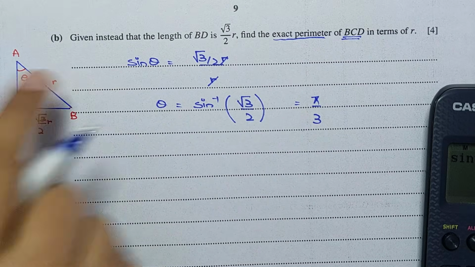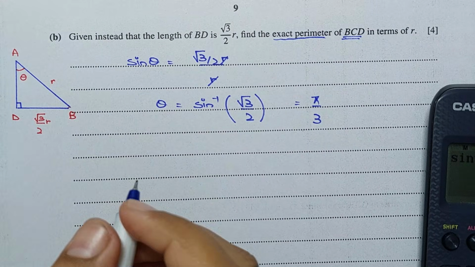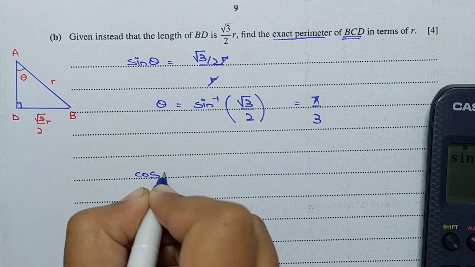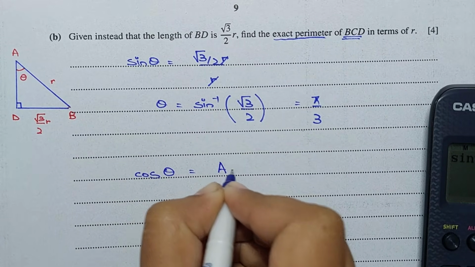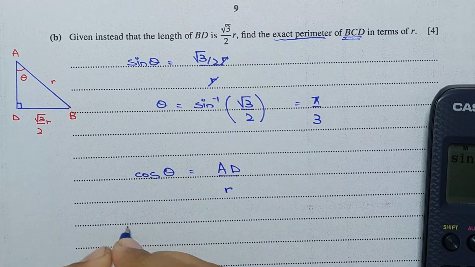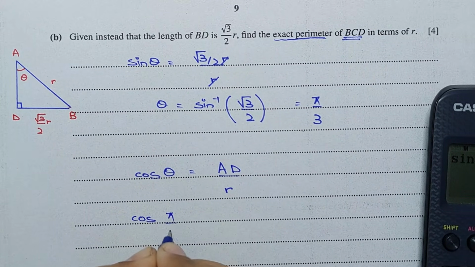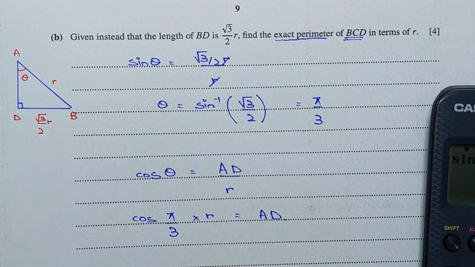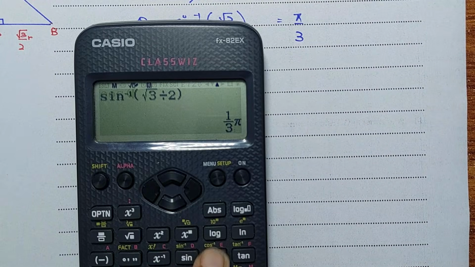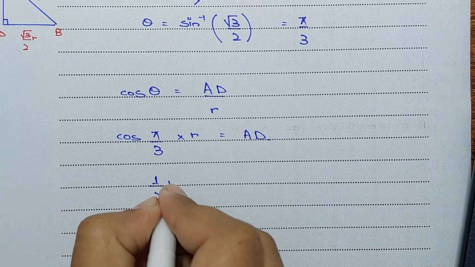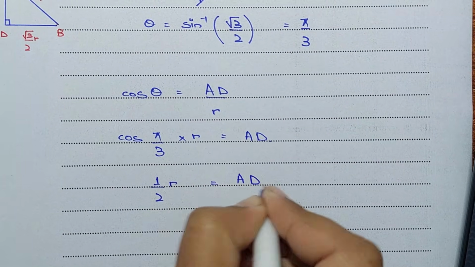Okay, and this is the hypotenuse. Use a ratio for cos. We can say cos of theta is the adjacent side AD over the hypotenuse AB, which is R. So cos pi by 3 multiplied by R is the length of AD. Cos of pi by 3 is 1 by 2, so 1 by 2 R is the length of AD.